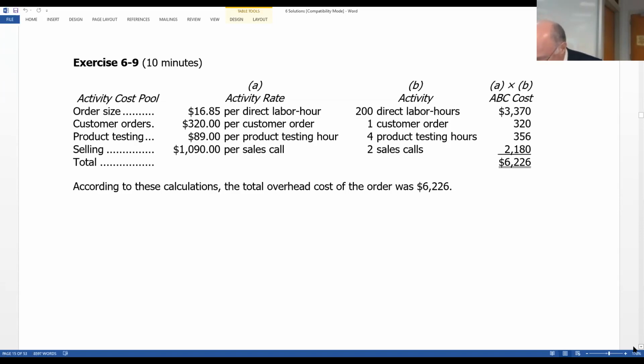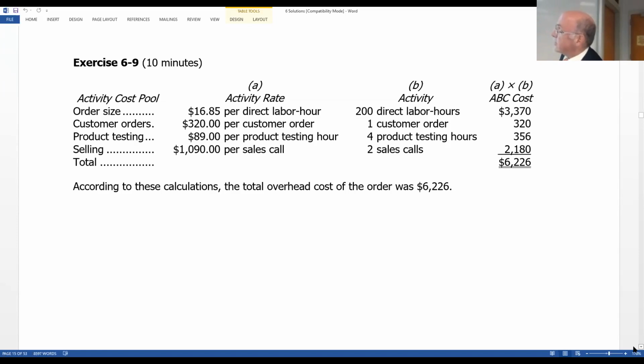The managing director of the company would like information concerning the cost of a recently completed order for heavy-duty trailer axles. The order required 200 direct labor hours, 4 hours of product testing, and 2 sales calls. Well, you know what you're going to do with this, right? You're going to take those numbers and you're going to multiply them by something. It's just a question of what. So the requirement, prepare a report summarizing the overhead cost assigned to the order for heavy-duty trailer axles. What is the total overhead cost assigned to the order? So we just have to figure out what numbers to multiply by what other numbers.